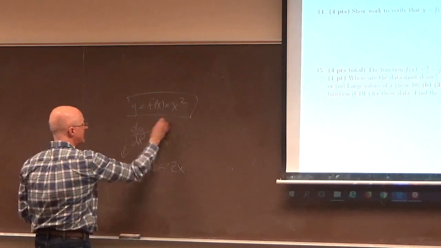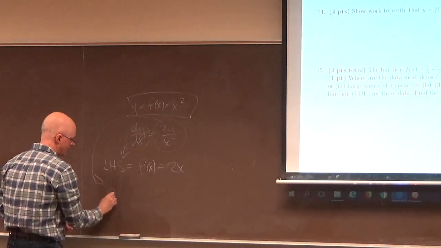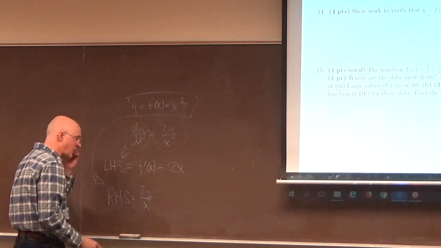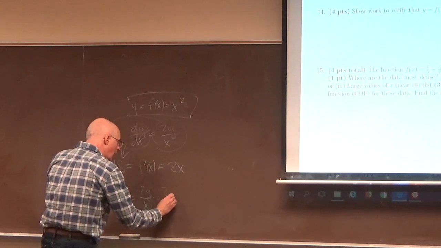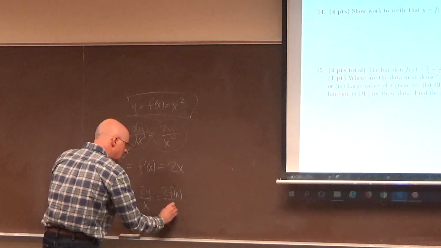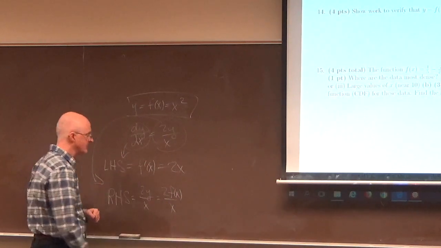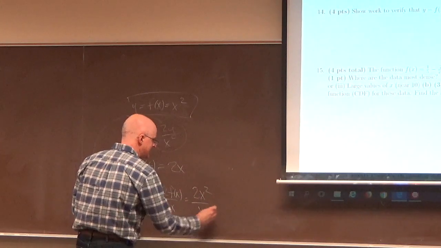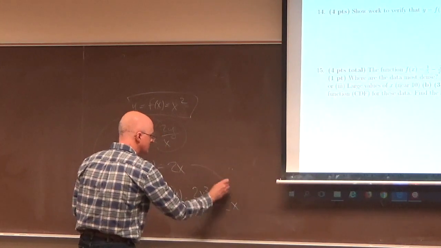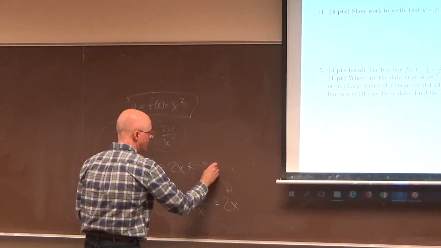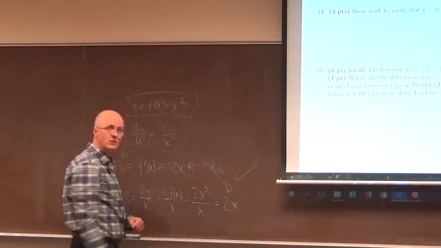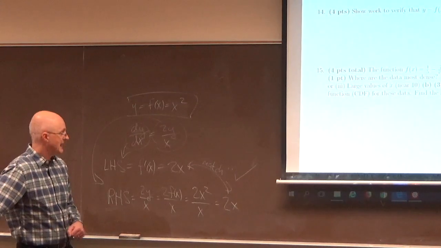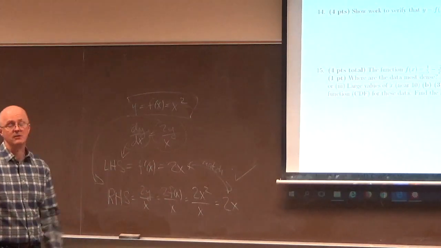And the right-hand side is 2y over x. You've got to remember, y is the function. You need to replace y with the function and see if it simplifies to the same thing. The function is x squared, and it does simplify to the same thing. We have a match. That means yes, it is a solution. That's all you have to do. If you don't have a match, then it's not a solution.